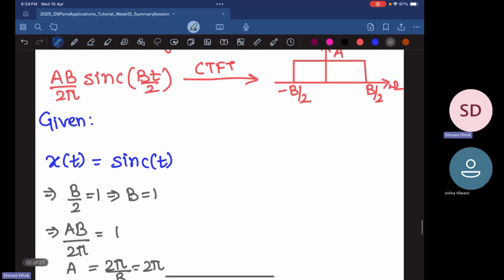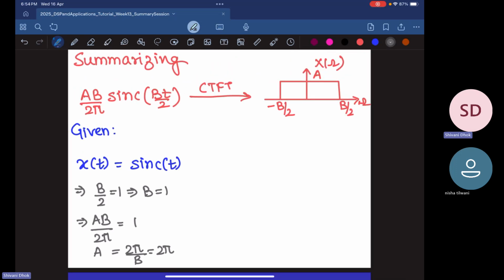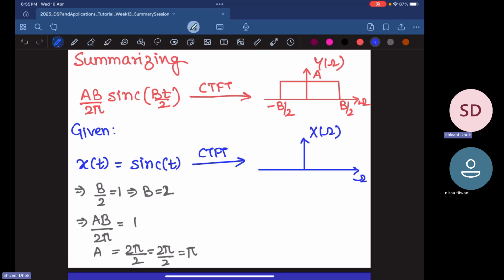Okay, so yeah, this is what we are getting. Just a minute. Sorry, b is not 1, b is 2, and 2 pi over 2 comes out to be equal to pi. Okay, so therefore this thing here, this is not x, this is y, has a CTFT. As I have omega here, then here I have X of omega, and that X of omega now has an amplitude of pi, and it starts from minus b by 2, where b is 2, so it goes from minus 1 to 1.